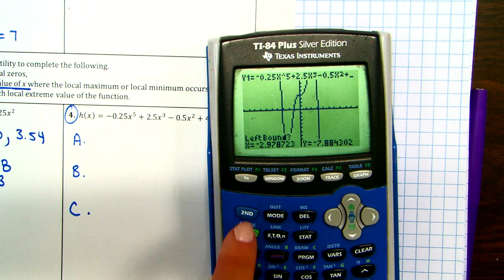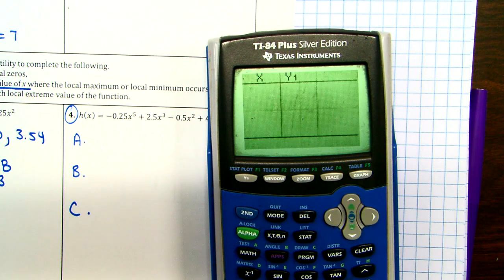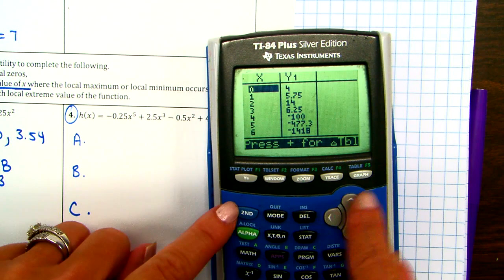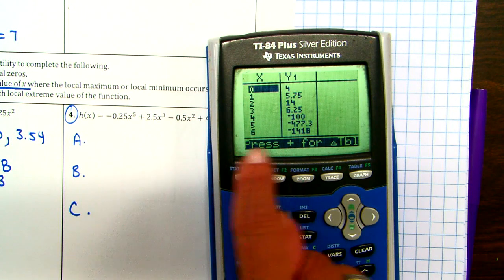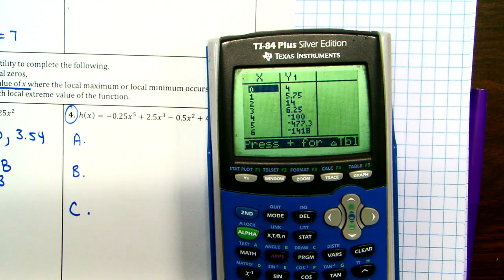And here's why. Let me show you guys something else. I'm going to show you how to fix it. So in your table, if you hit second table, you can see how big these numbers get. At positive 6, it goes to negative 1,418. So that's why we can't see it, okay? So instead of trying to make that cursor visible below and above, left and right of it, let's go right now to changing how we look at it.